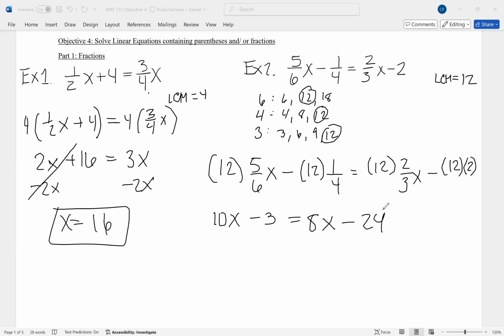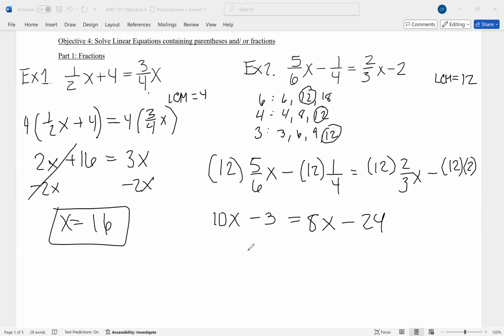So the same way in example 1, we multiply each side by 4 and we wrote it to show that we're doing the same exact thing. You could have written it like that with each side multiplied by 12, or you can do it how I just did it, where I showed each individual term multiplied by 12. Either way, everything has to be multiplied by that LCM.